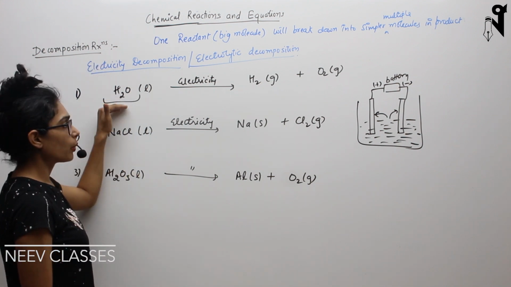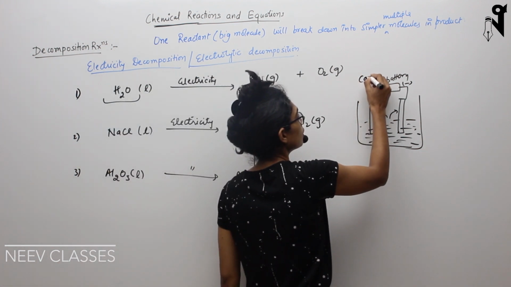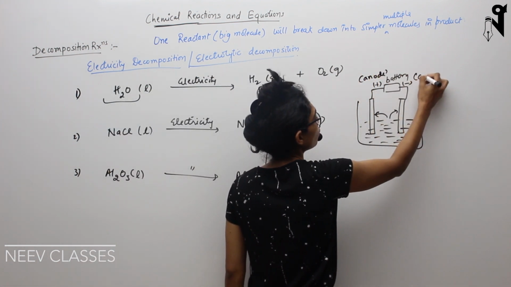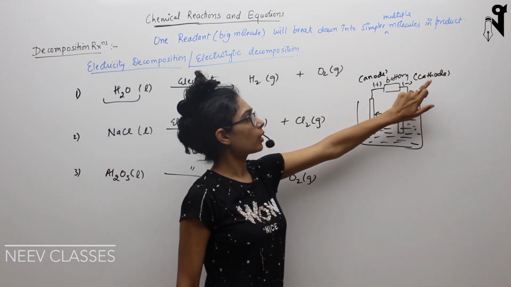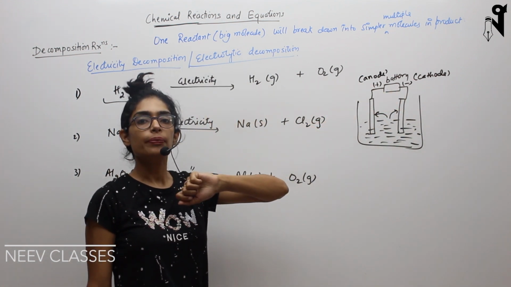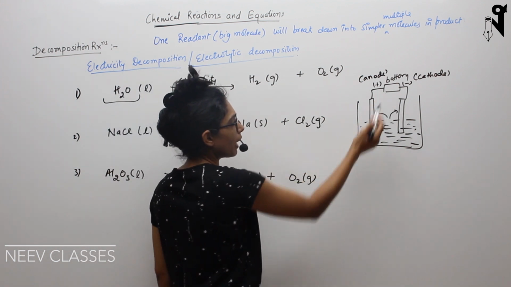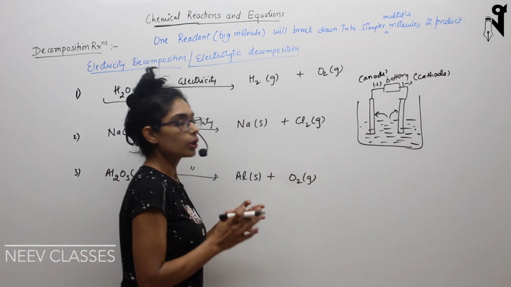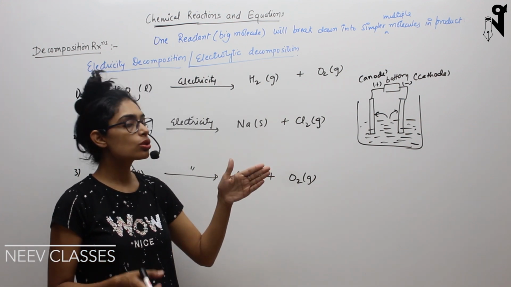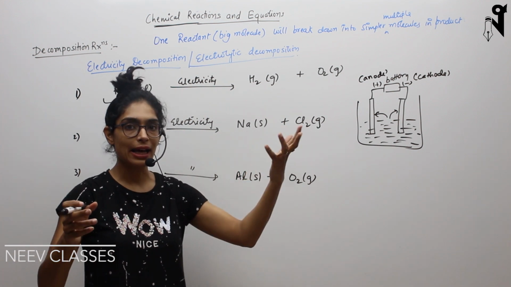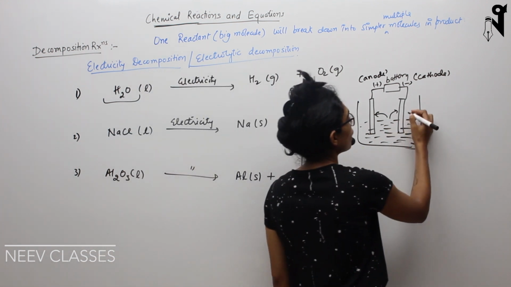Let's say I have taken water in the liquid form and filled it in this setup. This is your anode and this is your cathode. The negatively charged terminal is your cathode and the positively charged terminal is your anode. Now, when you start supplying the electric current through the battery, what will happen? The water molecule will break down into smaller particles, that is hydrogen and oxygen, and those hydrogen and oxygen molecules will go out as a gas from the respective electrodes.